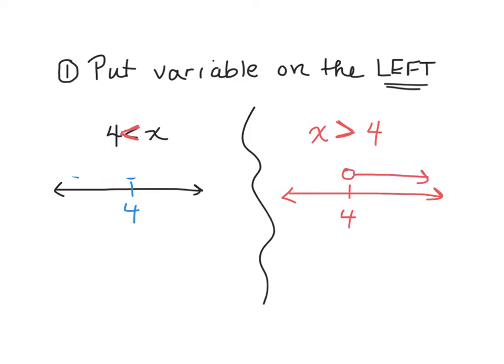This arrow should go to the right. So be aware of that. If the variable's on the right, flip it around, put it on the left before you graph it. I'm going to insist on that because you're going to get it wrong frequently if we write it like this.